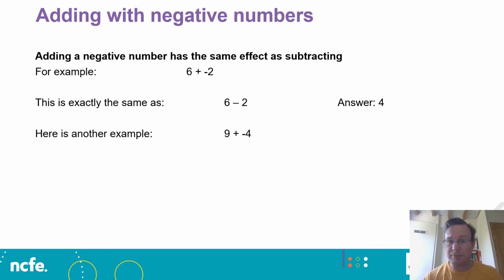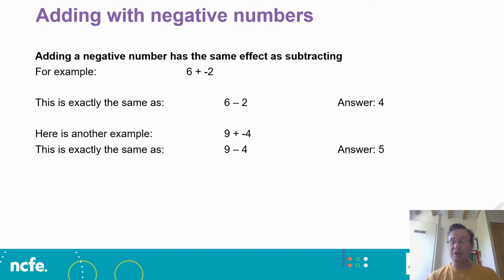Here's another question: 9 plus -4. 9 plus -4 is effectively going to be the same as 9 minus 4. So you're adding that negative, 4 skips to the left. So our answer is 5. So 9 plus -4 is just the same as 9 minus 4. Try and picture it on that grid that you had with 0 in the middle and 1 to 10 either side.